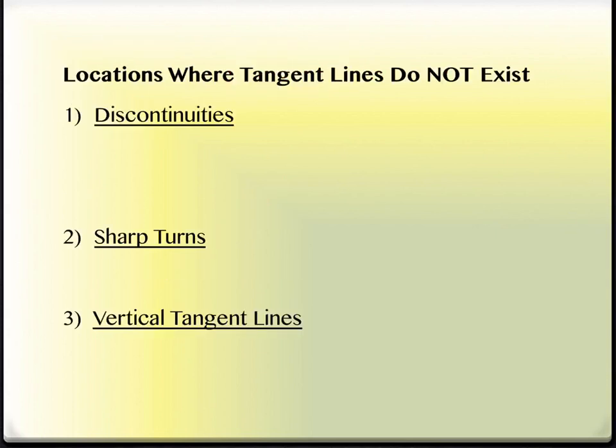There are some places where tangents don't exist. Tangent lines in particular do not exist when there's discontinuities, sharp turns, and vertical tangent lines. So discontinuities include a couple of things, 3 actually. They include holes, jumps, and asymptotes.